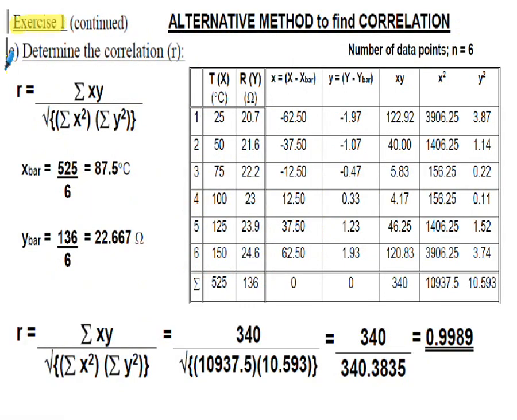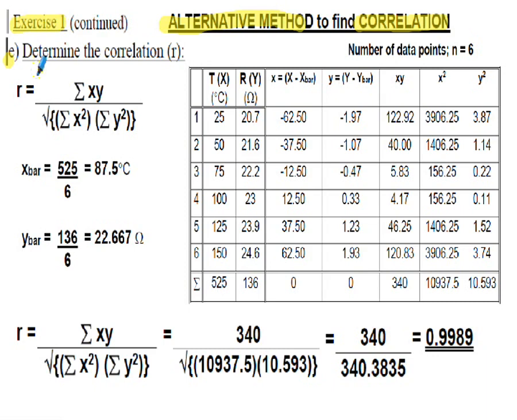Exercise 1 continues, part E. I'm just showing this for reference. This is an alternative method for finding correlation. I'm not suggesting you use this method, but I know that students in the past have gone away and researched their own formulas, and they've come up with this formula for correlation.